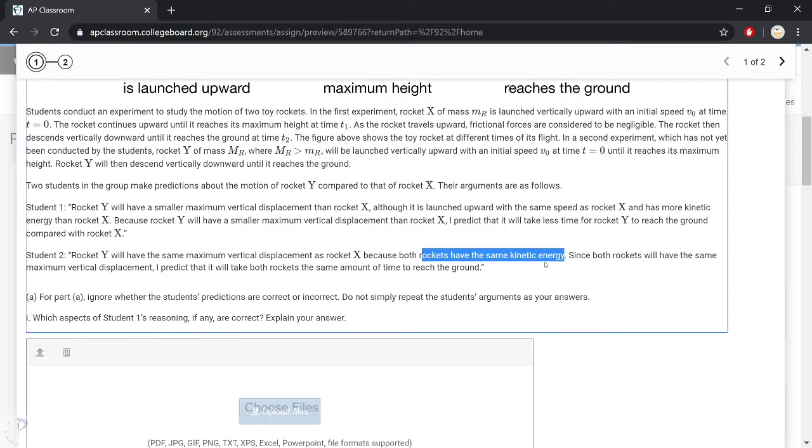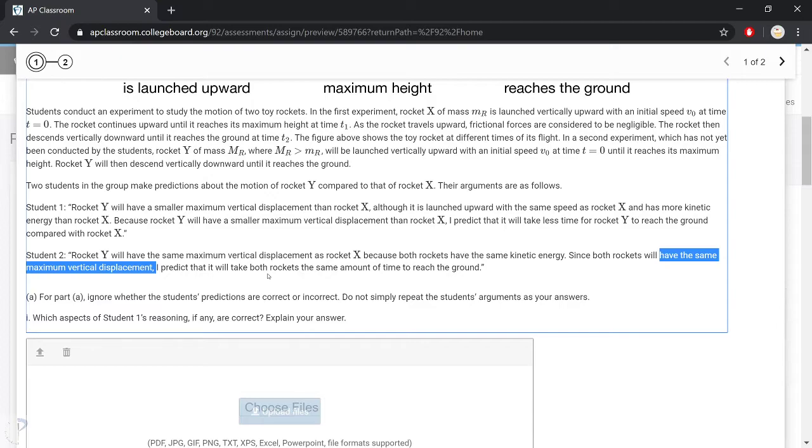Since both rockets have the same maximum displacement, okay, so here's some extra stuff. So they have the same vertical displacement. I predict it will take both rockets the same amount of time. Okay. If you're accelerating at the same rate, of course we know that if you're accelerating at the same rate, starting with the same velocity, it's going to take you the same amount of time to decelerate to 0, and it's going to take you the same amount of time to accelerate back to the original. This is a nice parabola.